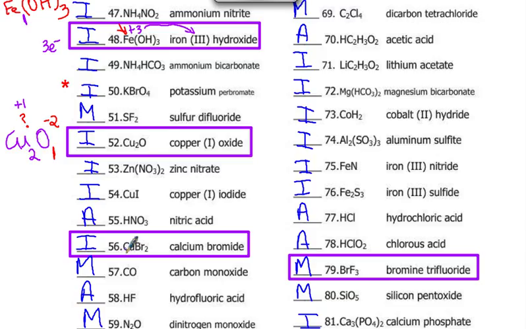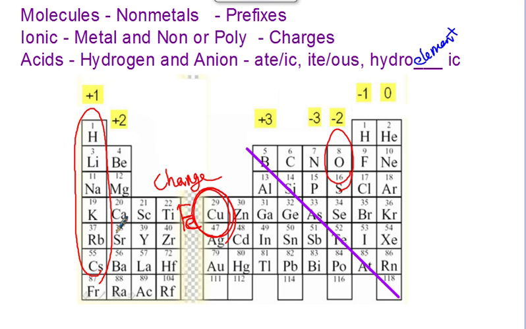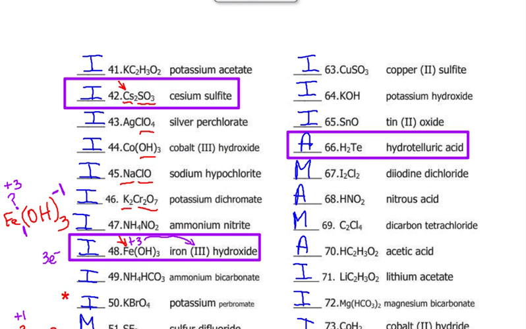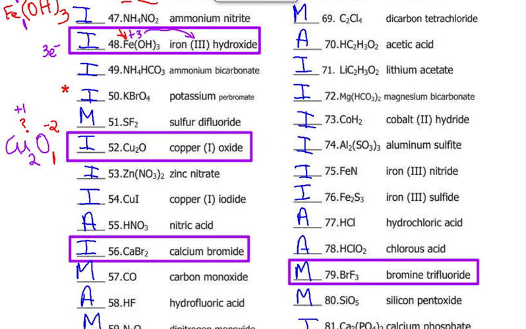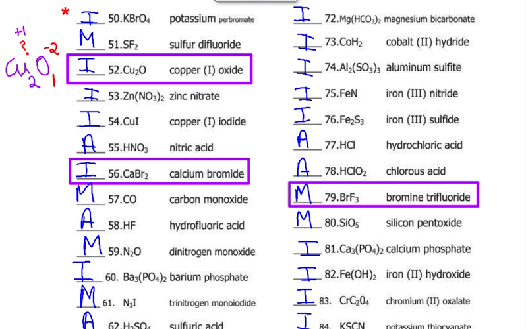Calcium bromide. Why is this answer just calcium bromide? Why not a Roman numeral? Well, if you go back to the periodic table, let's look at calcium and bromine. Calcium right here is always a +2. Bromine right here, always a -1. Calcium is never anything but a +2. Bromine's never anything but a -1. So since those 2 are set in stone, we don't have to tell anyone the charge. We just say calcium and bromine.